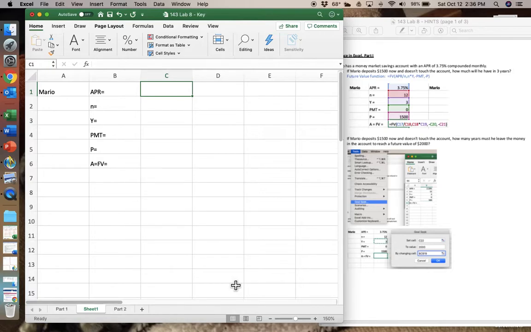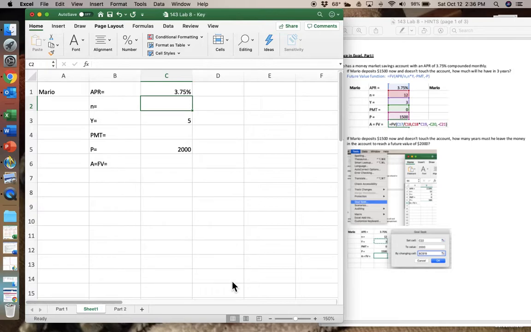It says Mario has a money market savings account with an APR of, I'm going to go ahead and use 3.75%. Do just put percent in there, and Excel knows what you're talking about. If Mario deposits, I'm going to say $2,000. So that's our principal. So we put that down next to P. And doesn't touch the account, how much will he have in 3 years? I'm going to change it to 5 years.